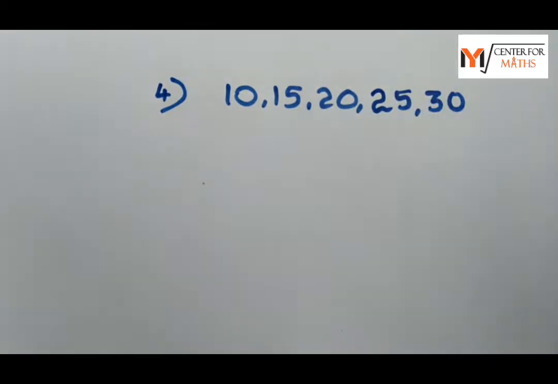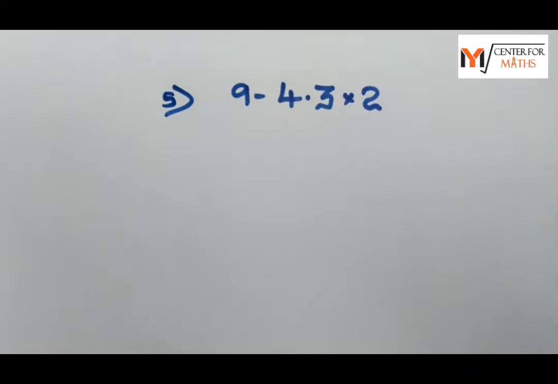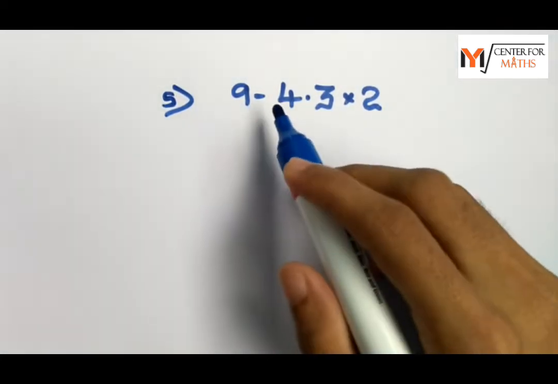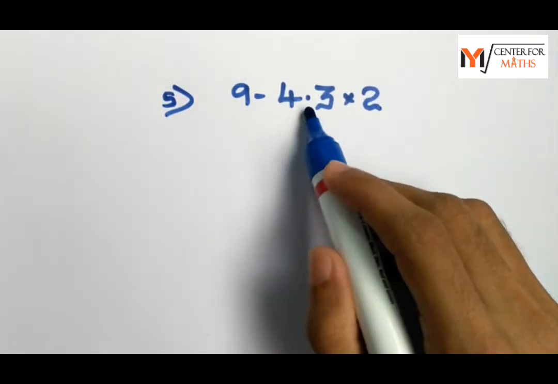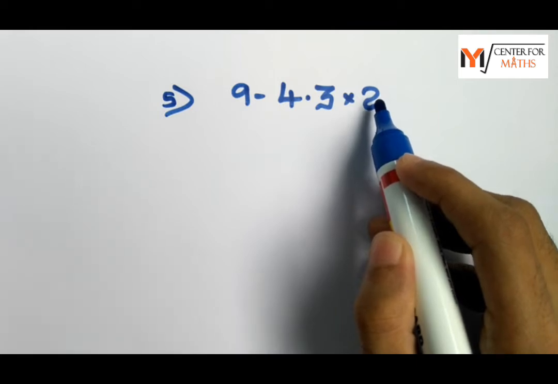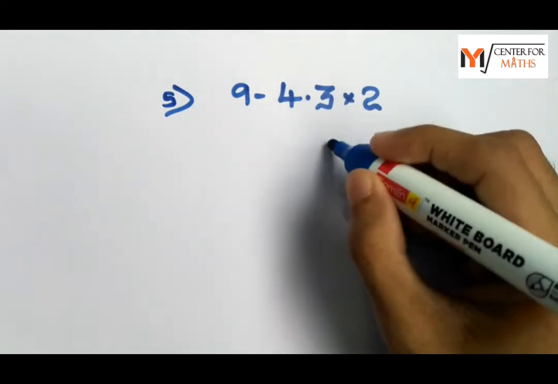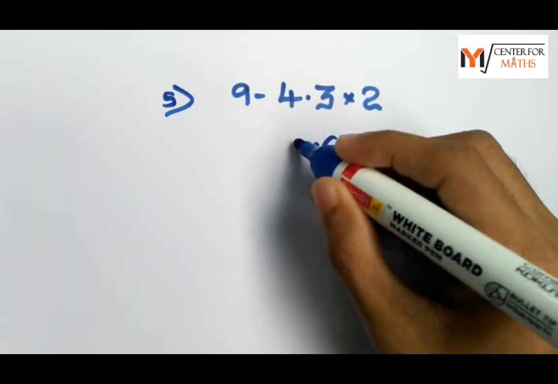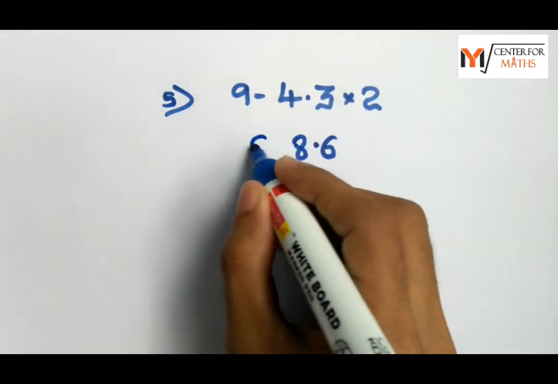And moving to question number 1, they are asking us to simplify. Okay, so how to simplify this? You can see most of them will do like this. They will subtract and then multiply by 2. That's wrong. Everyone knows about BODMAS. So what we have to do first is multiply. 2 3s are 6 and the point is there. 2 4s are 8. Now we have to subtract this from 9.